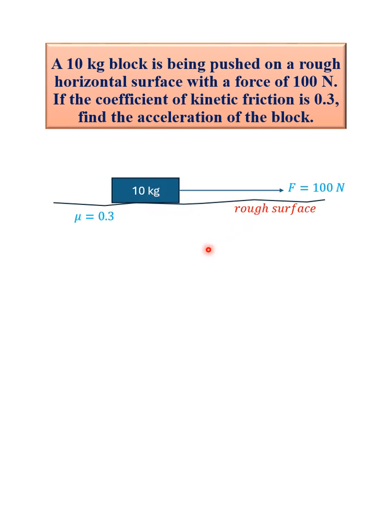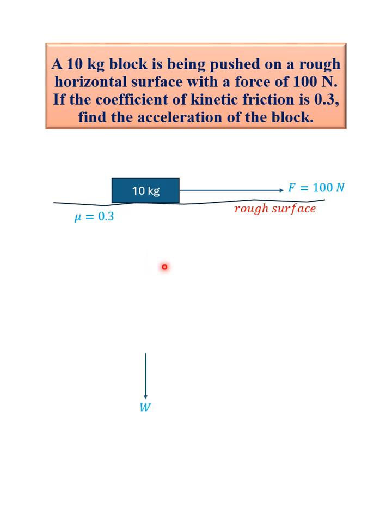Now, there are several forces acting on this object because our target in this question is to find the acceleration of the block. The block is moving, so it was accelerating, and we are to find that acceleration. However, we need to understand that there are several forces acting on this object. Let's identify the forces one after the other.